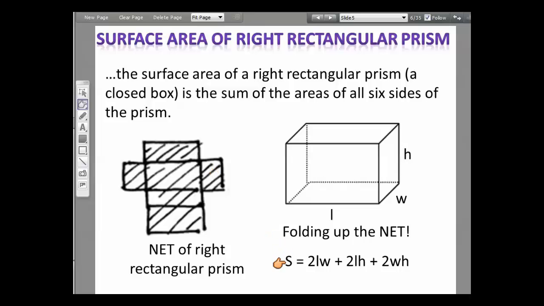Well, they're showing us a new formula that we can use that can make it go a little bit quicker, which is surface area equals 2 times the length times the width plus 2 times the length times the height plus 2 times the width times the height.